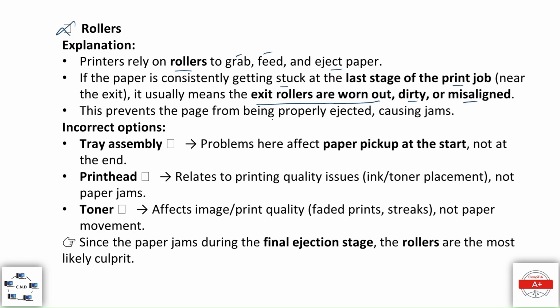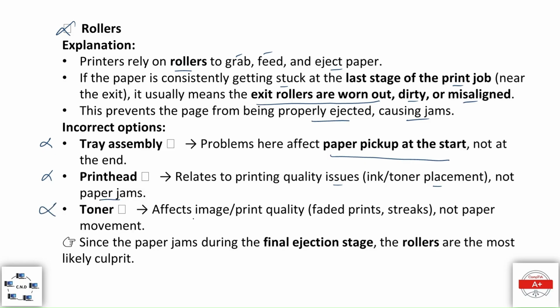This prevents the page from being properly ejected, causing jams. So the incorrect options are tray assembly. The problem here affects paper pickup at the start, not at the end. Print head. This relates to printing quality issues, ink and toner placement, not paper jams.